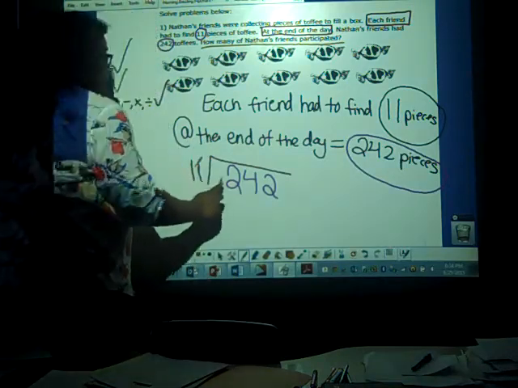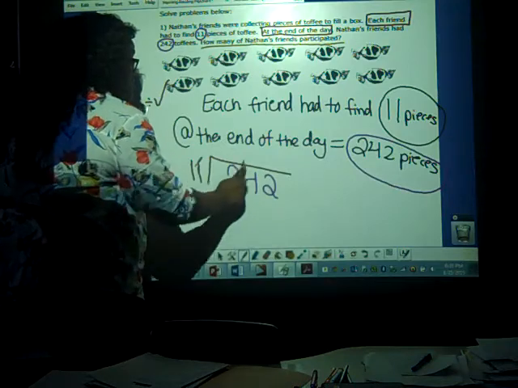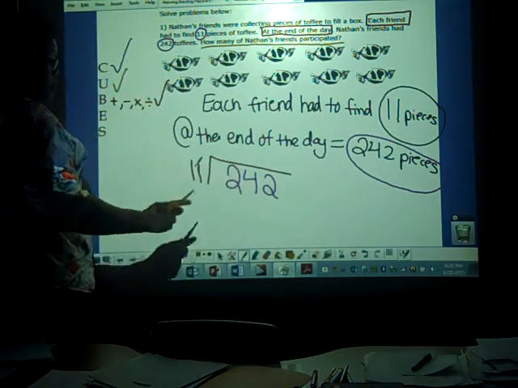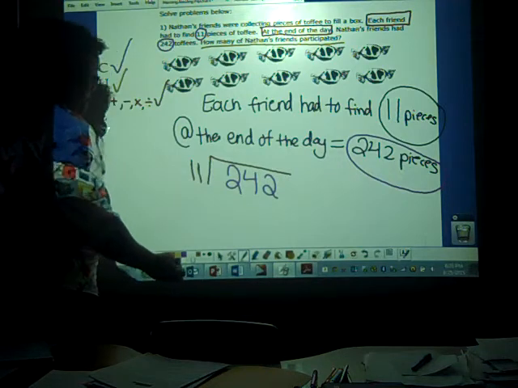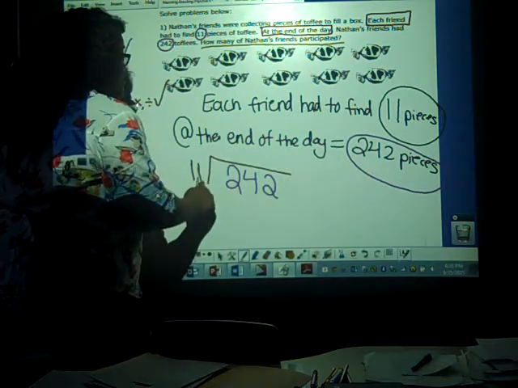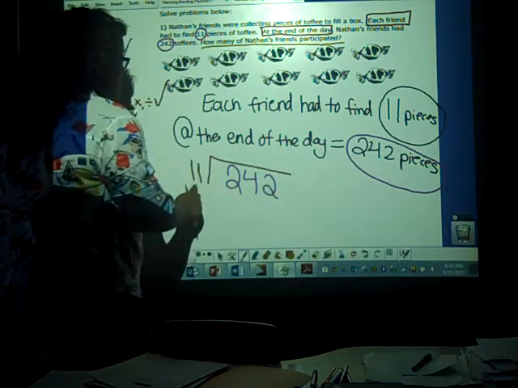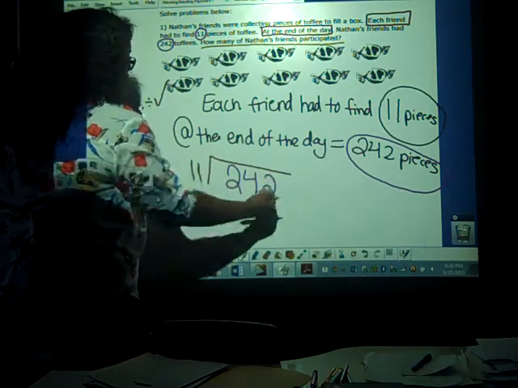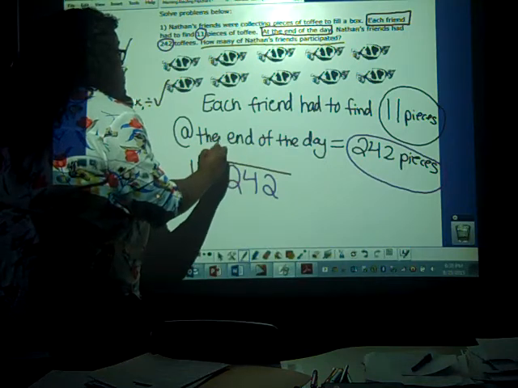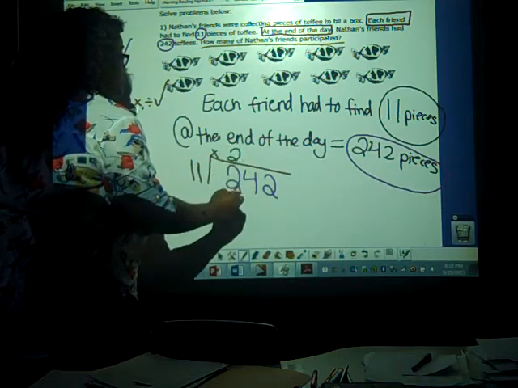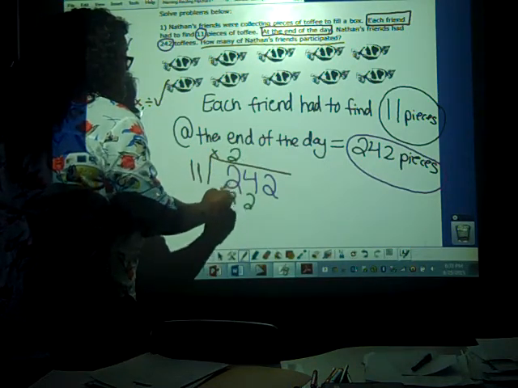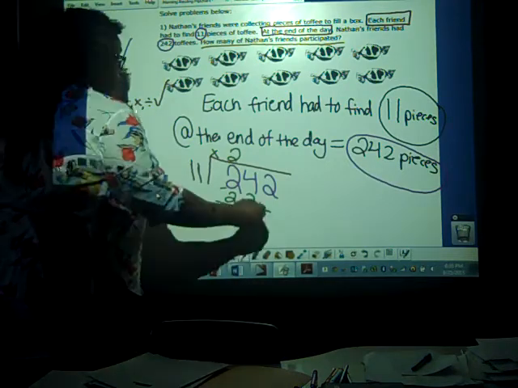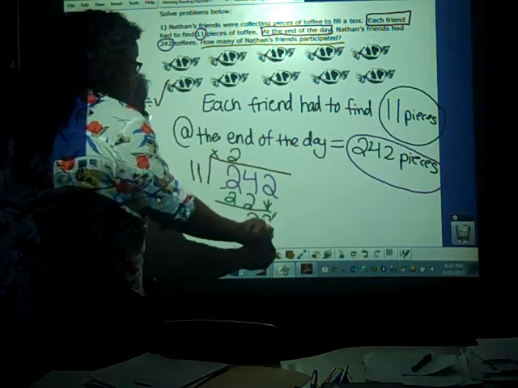So we're going to divide 242, which is our dividend, into our divisor, okay? How many times can 11 go into 24? Well, I know 11 times 2 will give me 22. And 24 minus 22 is 2. All right, so I'll bring down this 2.